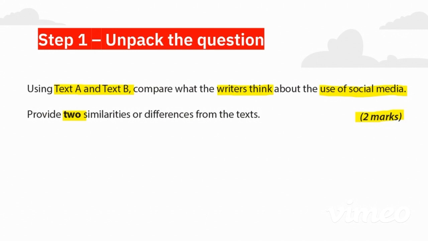Okay, so we can see that the question wants us to look at text A and text B. It wants us to compare what the writers think, that's the writers' opinions about the use of social media, and then it asks for two similarities or differences from the texts. It's also very important to take a note of how many marks the question is worth so you know how many parts of the answer you need to give.